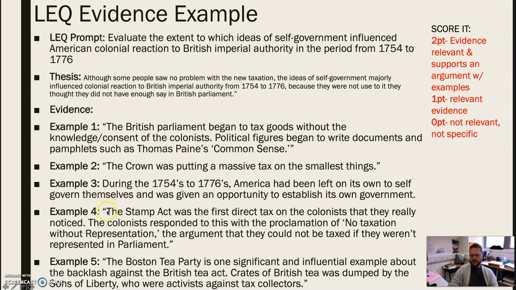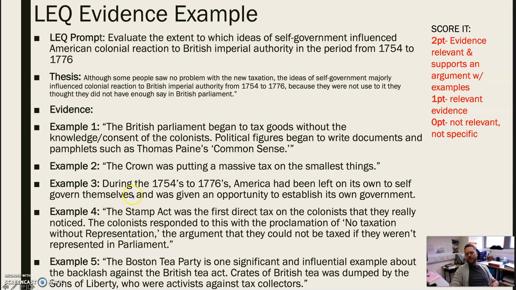Example 4, this is it right here. This is the 2-pointer. The Stamp Act was the first direct tax on the colonists that they really noticed, all right? So right here we have our evidence. Then the colonists responded to this with the proclamation of no taxation, the argument that they could not be taxed if they weren't represented in Parliament. And so they're supporting an argument with an example, right? So we have our relevant evidence, and then we have our support of our argument.